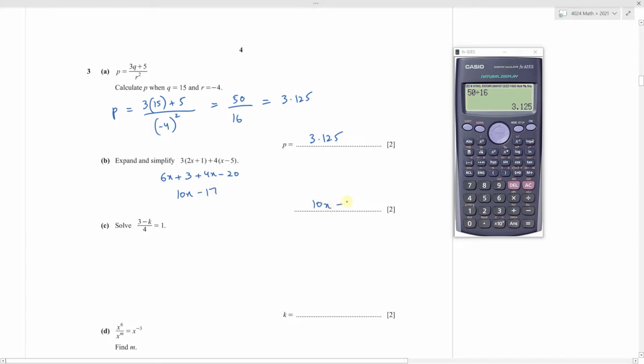Solve 3 minus k over 4 equals 1. So I'll take this 4 to the other side. 3 minus k equals 4. Take this 3 to the other side. Minus k equals 1. K equals minus 1.